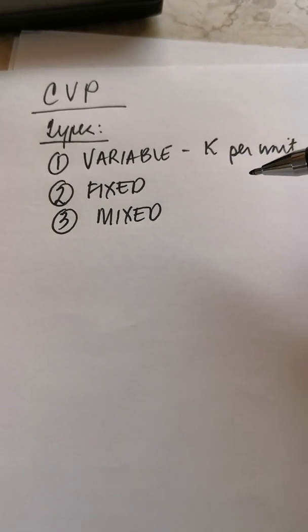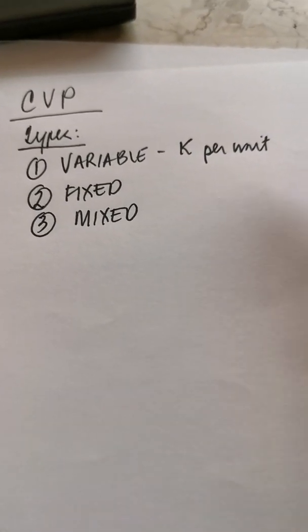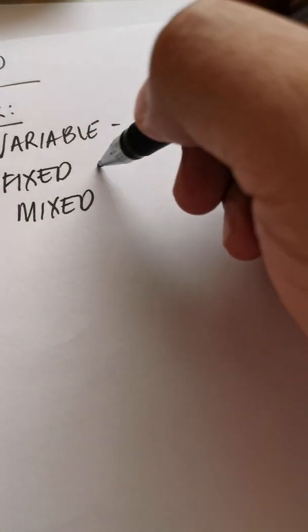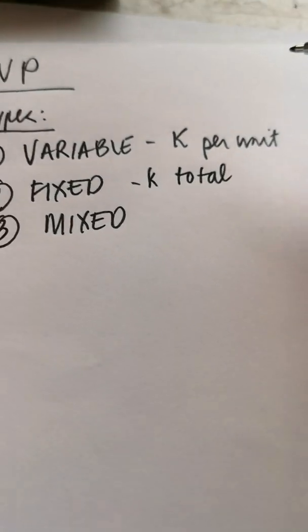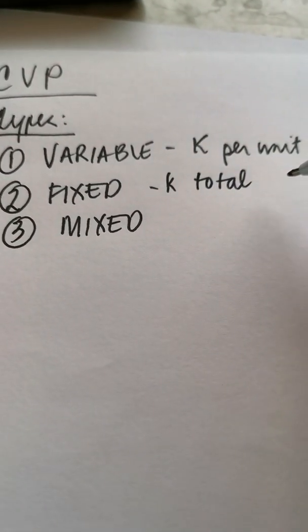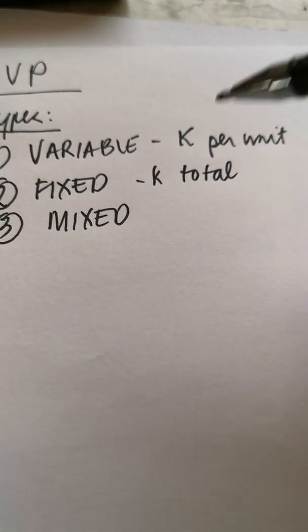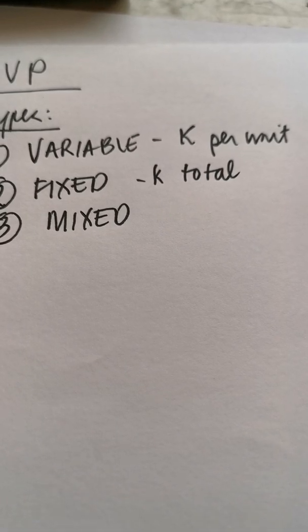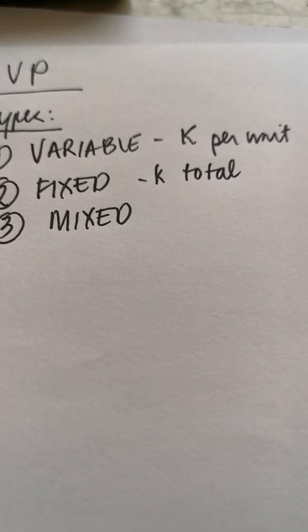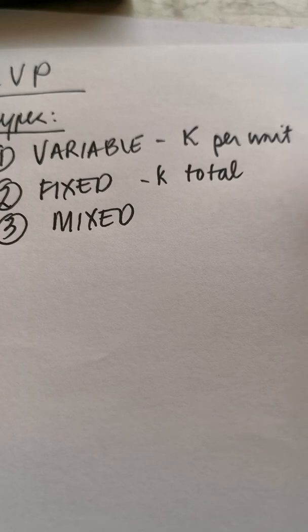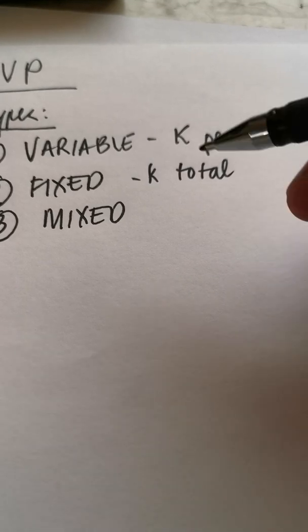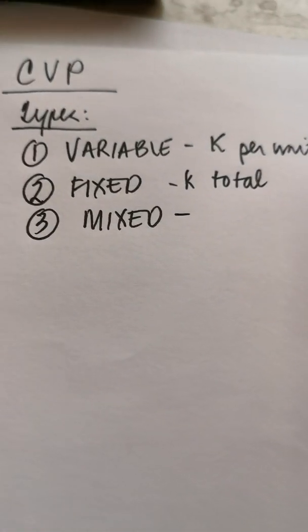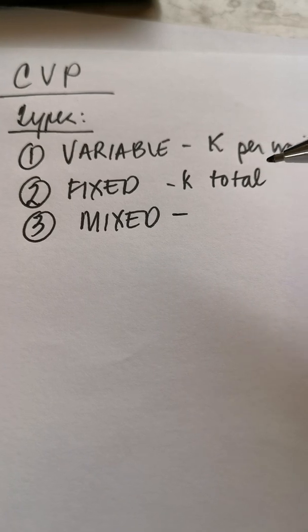Now, the fixed cost is a cost that is fixed in terms of total. So this is constant in terms of total amount. However, on a per unit basis, fixed cost would change. If, for example, you have produced more, then the fixed cost would be lesser per unit. If you produce less, then the fixed cost would be more per unit of measure. Now, mixed cost is one that has both a variable and fixed cost component.